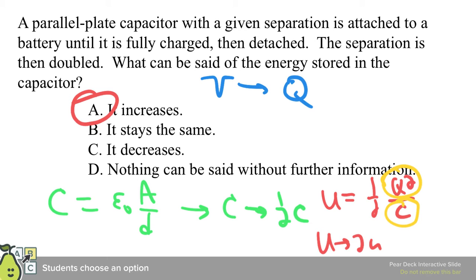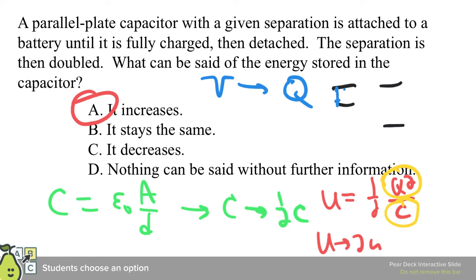A different way to think about it is that by pulling them apart, we're not changing the charge density because we're not changing the number of charges or the area. And we're not changing the electric field between the two plates because that doesn't depend on anything but the charge density. So we have the electric field for twice as long as we had it before, twice the distance. Let's say this is our original capacitor, and then this is our new capacitor.